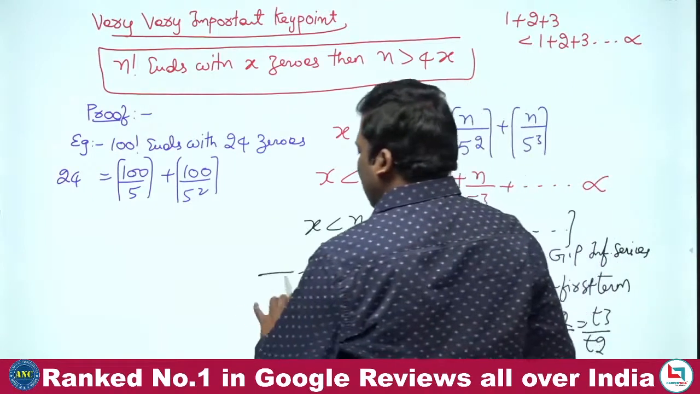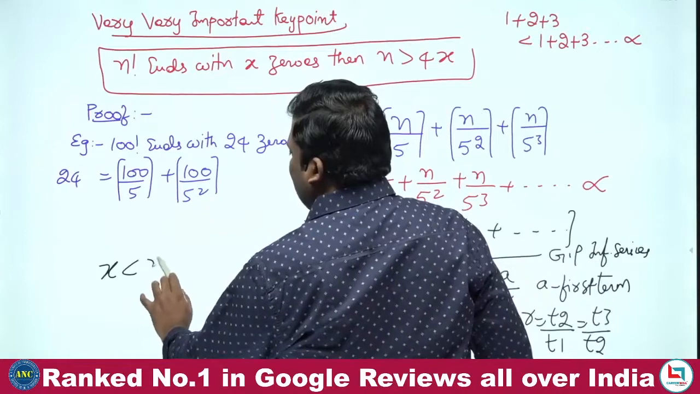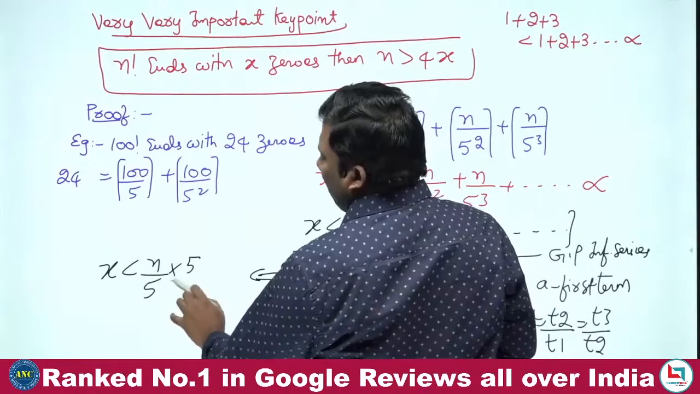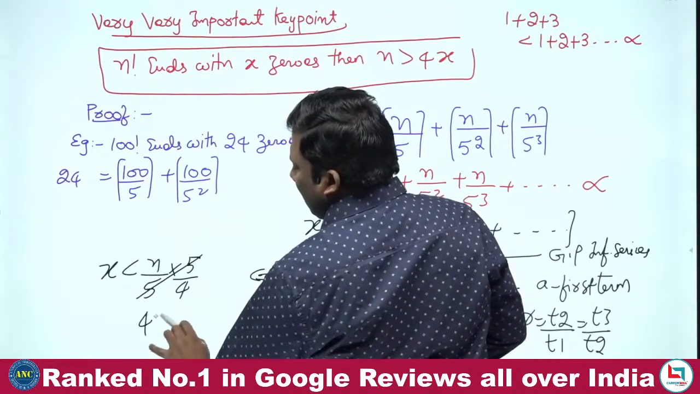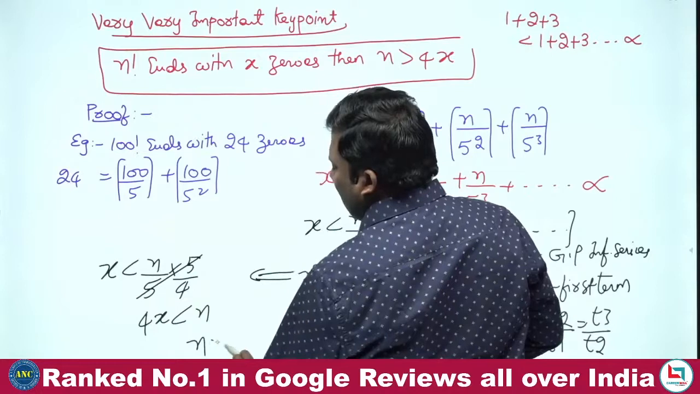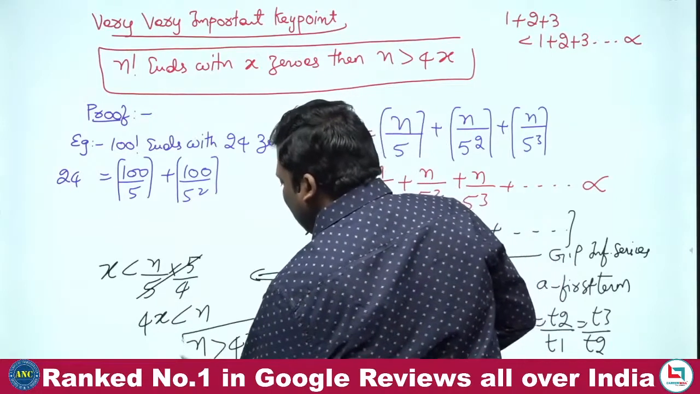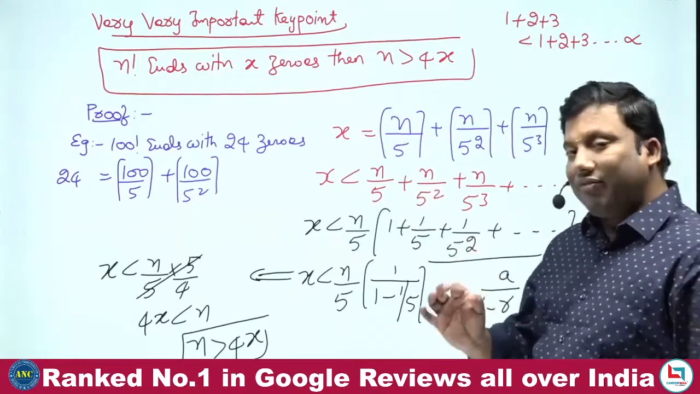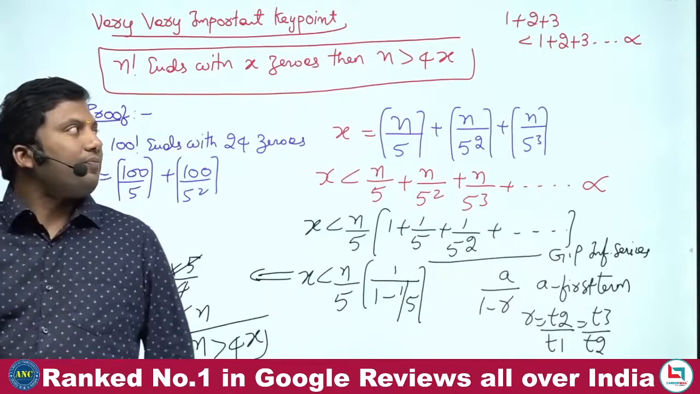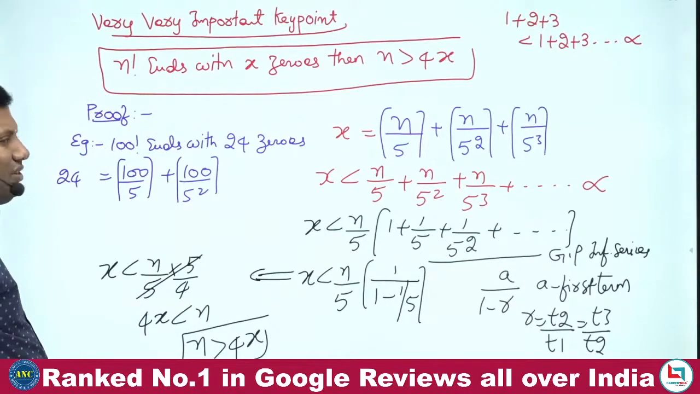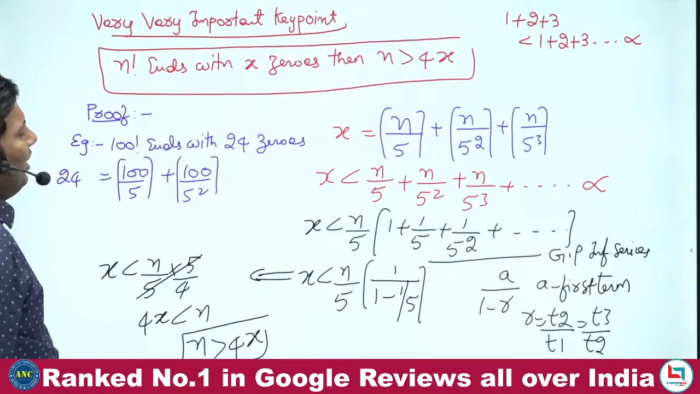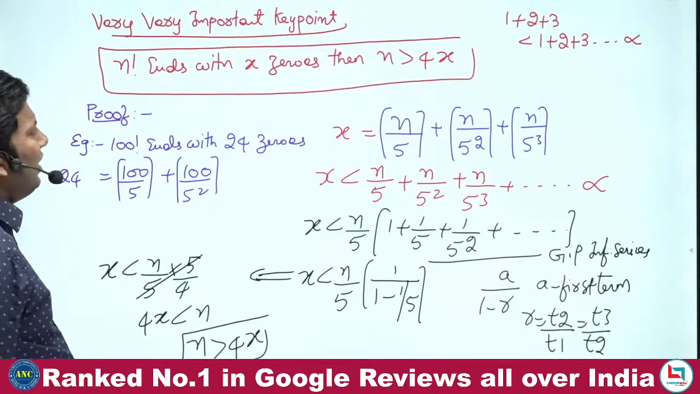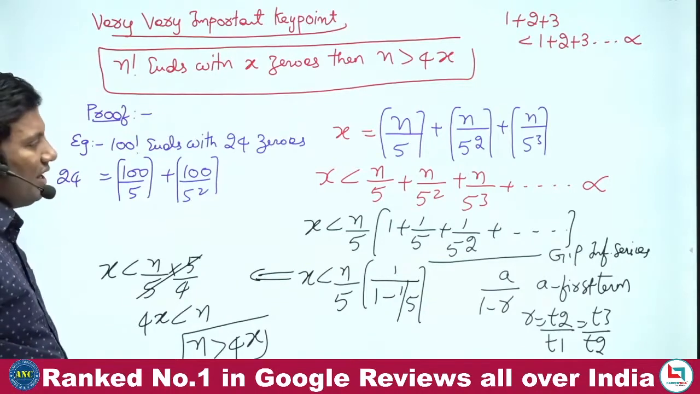So this will be x is less than n by 5 into 1 by 4 by 5. It is 5 by 4. 5 cancels. 4x is less than n. N is greater than 4x. Very, very important relationship. Make a note of this very important slide, sir. N factorial ends with x zeros. If n factorial is ending with x zeros, what is the relationship between n and x? N is greater than 4x.